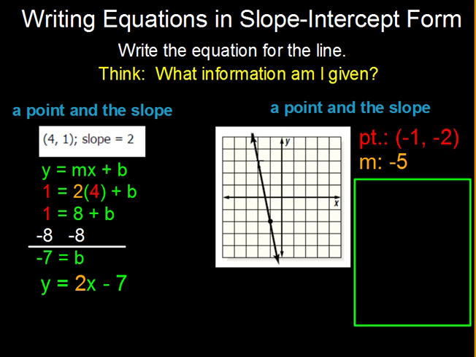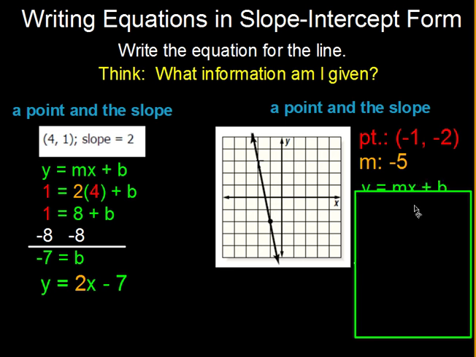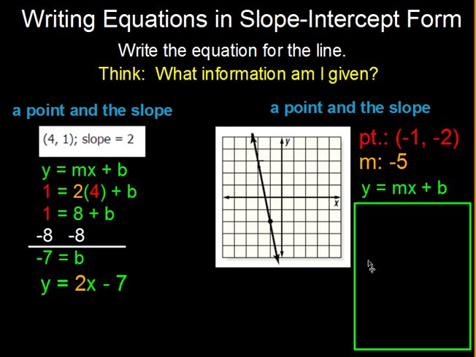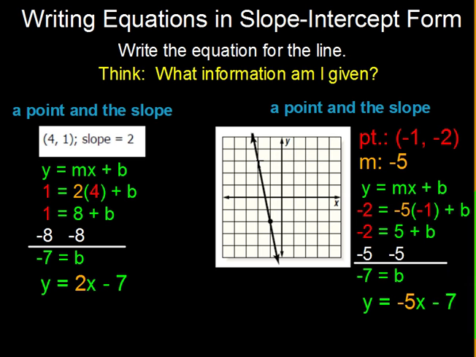So in order to put this into slope-intercept form, again, there's our formula, y equals mx plus b, and we're going to substitute in what we know, y, which is negative 2, negative 5 for m, and negative 1 for x, so that we can solve for b. And when we do that and simplify, we find that, again, b is negative 7, and our equation for this graph is y equals negative 5x minus 7. Again, substituting in the m and the b for our equation.